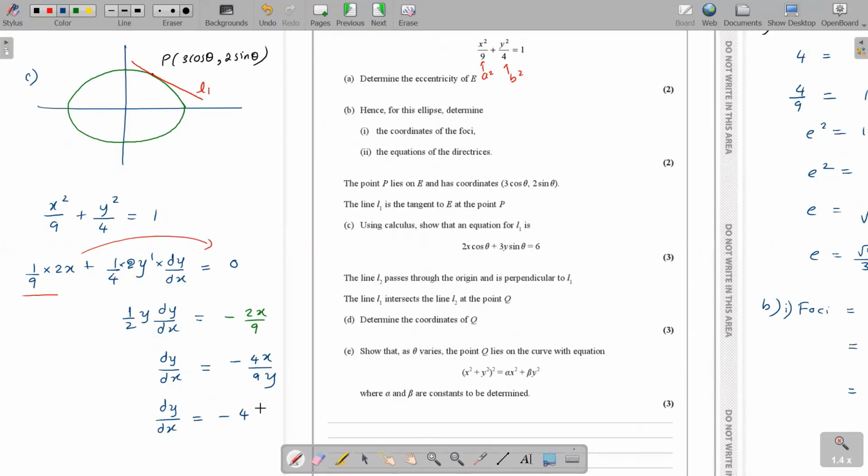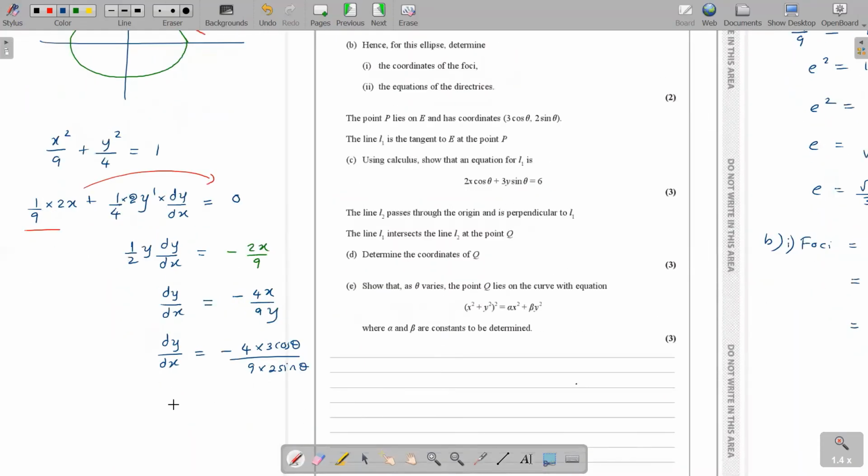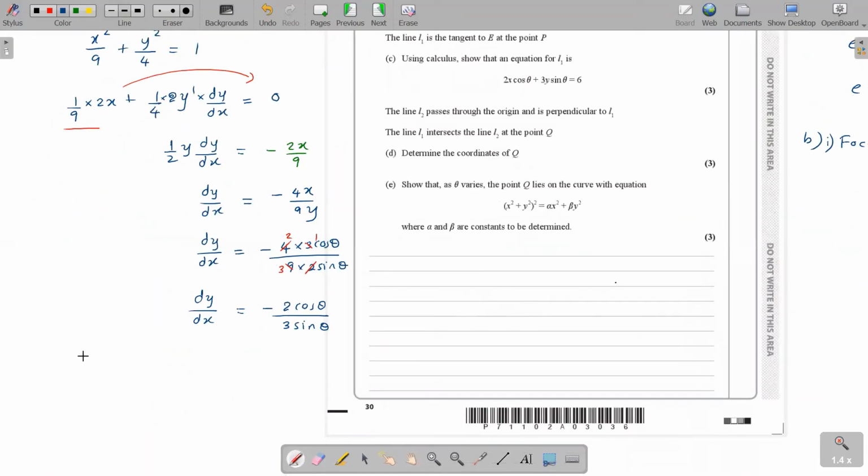Minus 4x over 9 times y: x is 3 cos theta and y is 2 sine theta, because the point P is given to you as (3 cos theta, 2 sine theta). Replace x and y. How does it simplify? 2 times 2 and 4 cancels, right? 3 times 1, 3 times 3. So over here I get minus 2 cos theta over 3 sine theta. Is that correct? Now to get the equation of the tangent.